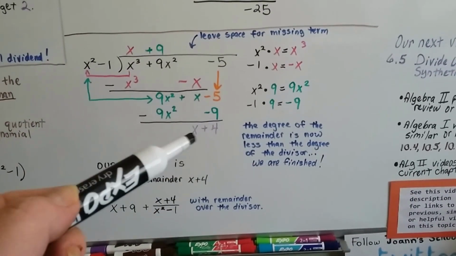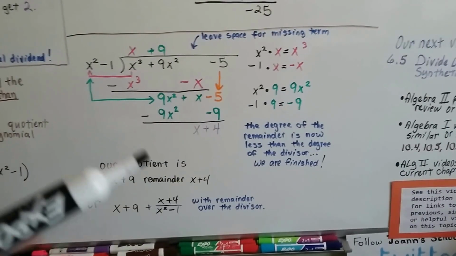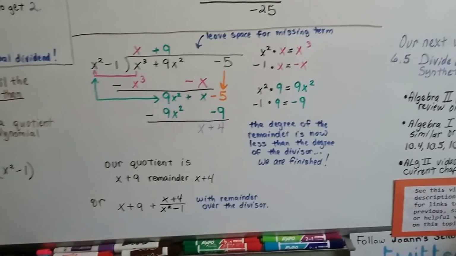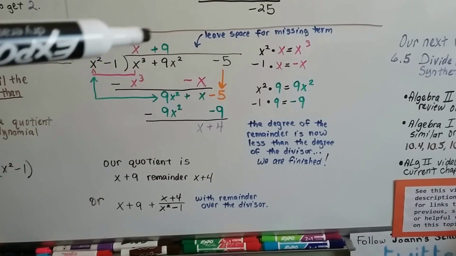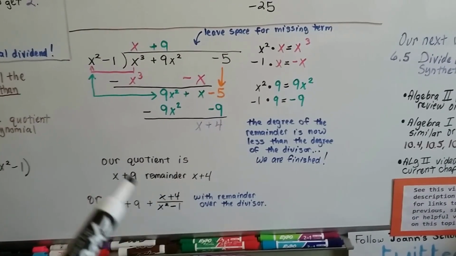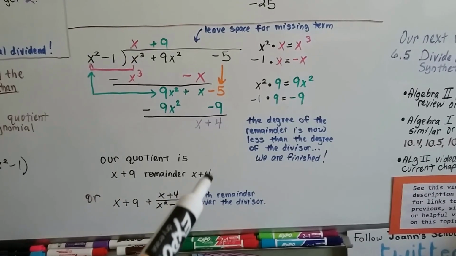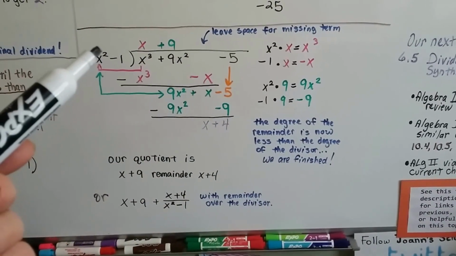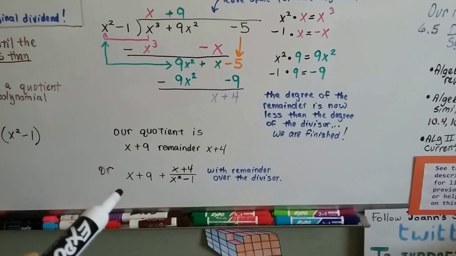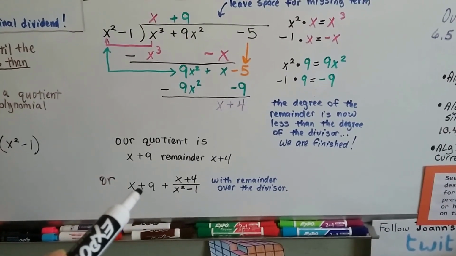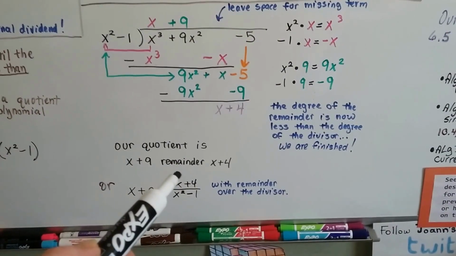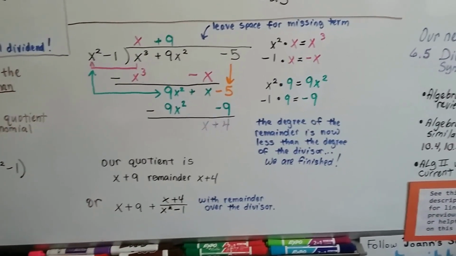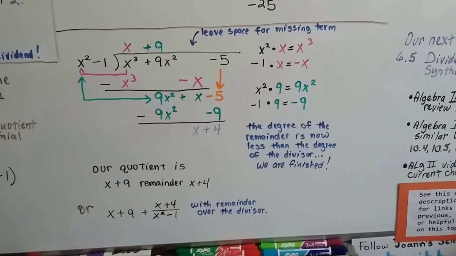And the degree of the remainder right here, this x, is now less than the degree of the divisor, x squared. So we're finished. And our quotient is x plus 9. And we can write it as x plus 9 remainder x plus 4. Or we could put this x plus 4 on top of our divisor, x squared minus 1, and say that our quotient is x plus 9 plus x plus 4 divided by x squared minus 1. See? Now, I know this can be really confusing.